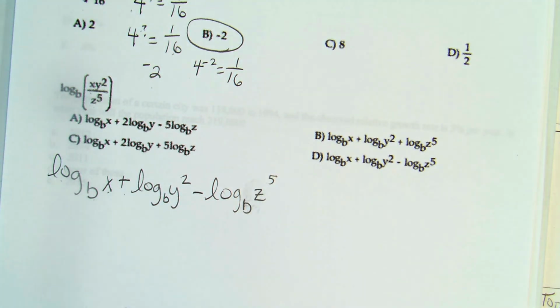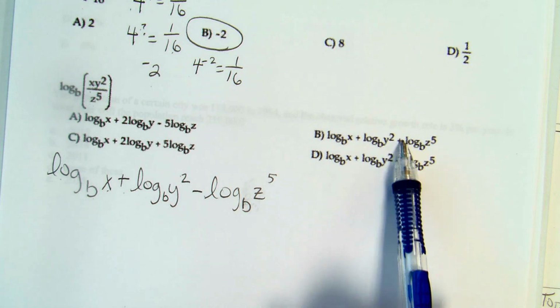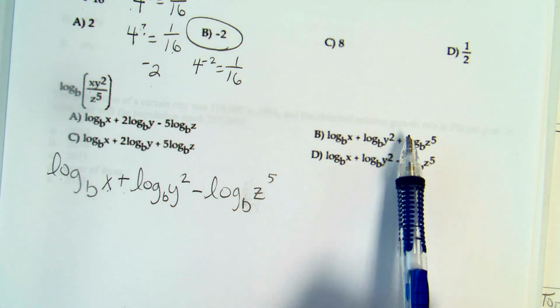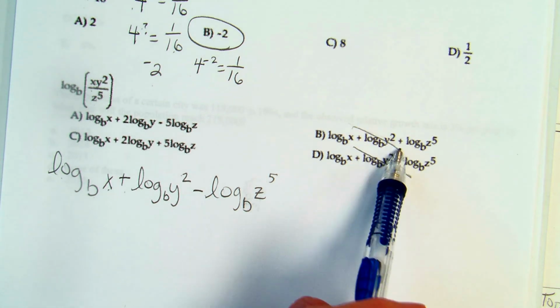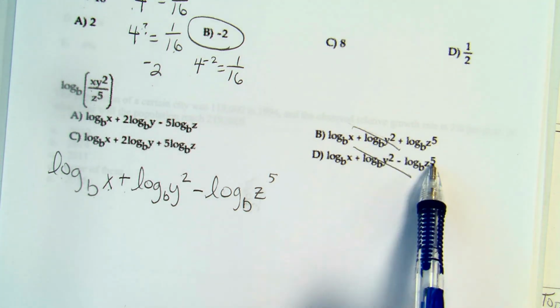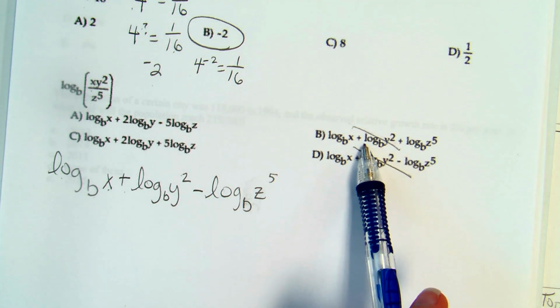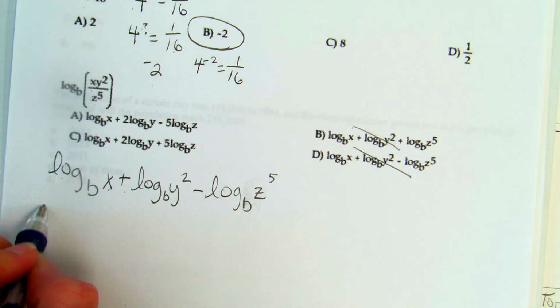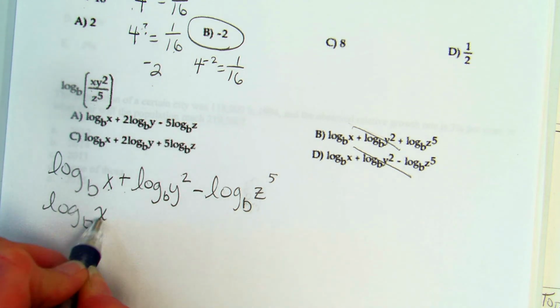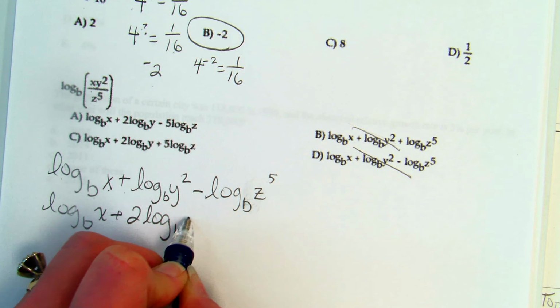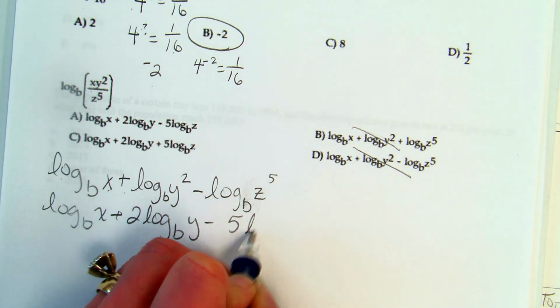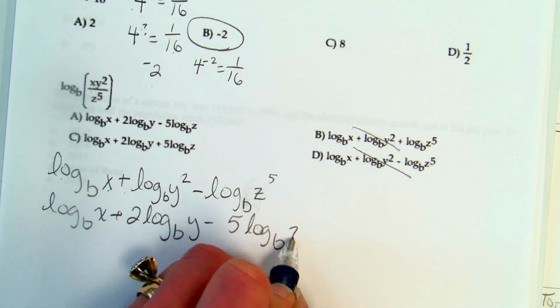No exponents in the answers. If you'll look right here, these are not correct. You cannot end expanded with exponents in your answer. So I know that both of these are wrong right off the bat because I cannot end with exponents. These have to be brought down and multiplied to the logarithm. So final answer, log base b of x plus 2 log base b of y minus 5 log base b of z. Somebody would pick this answer right here.